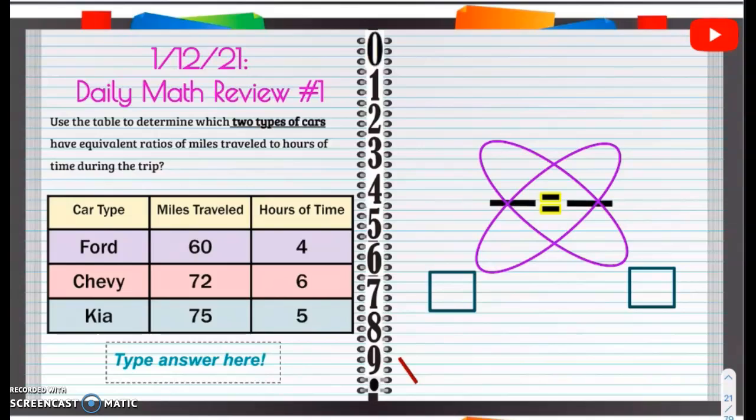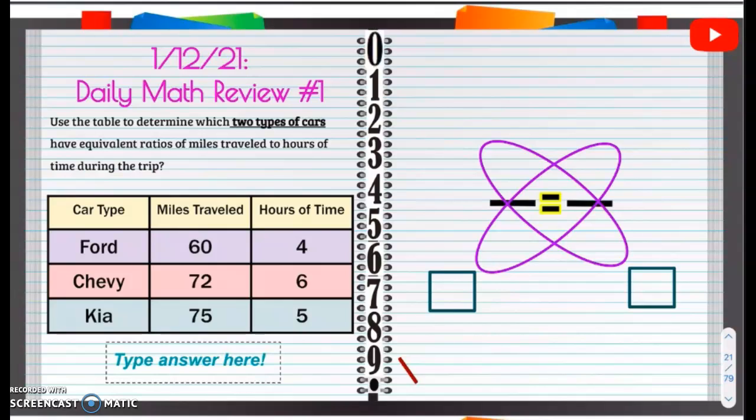Use the table to determine which two types of cars have equivalent ratios of miles traveled to hours of time during the trip. So, we have the car type down this side. We have the car type in this column, miles traveled here, and hours of time. So we're going to do the equivalent ratios of miles traveled to hours of time. So we need to figure out two of them.